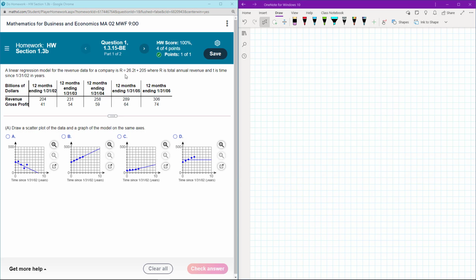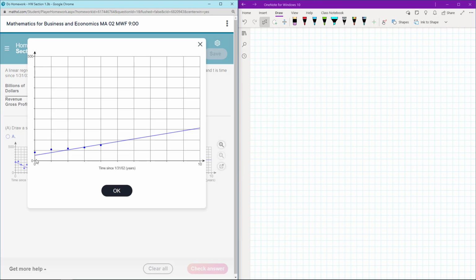Now, first notice that our regression model has a positive slope. So A is out because it has a negative slope, and D is out because that has a constant slope. Next we want to look at these two points. Notice that our model has a y-intercept of 205, so it's going to cross the y-axis at 205. Let's take a look at C.